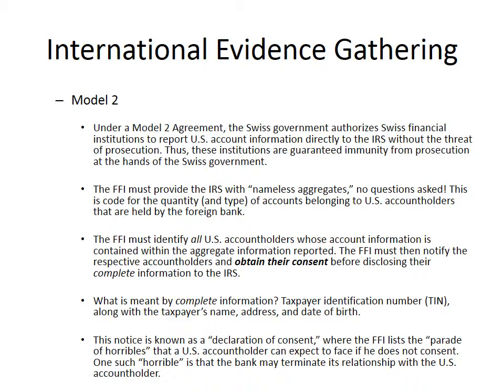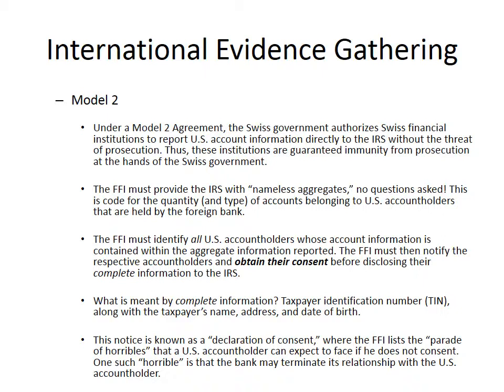But that's not all. The bank would also have to indicate what type of accounts belong to those U.S. account holders. For example, are they savings accounts? Are they run-of-the-mill checking accounts? Are they investment accounts? That is what's meant by the nameless aggregate. The quantity and type of accounts held by the Swiss bank belonging to U.S. account holders.